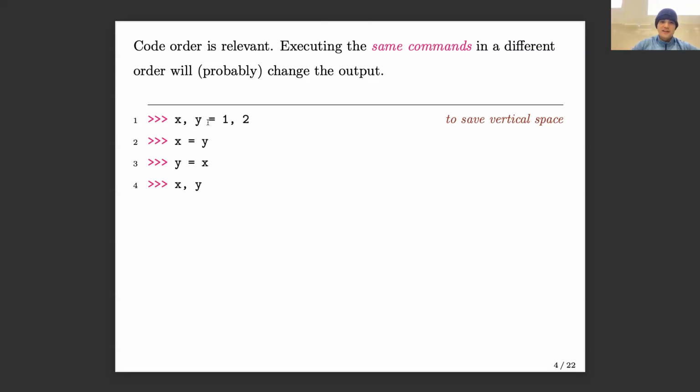Let's check this out. So x gets 1, and y gets 2. This means x gets overwritten with 2. This means y gets 2. So both of these things are 2.